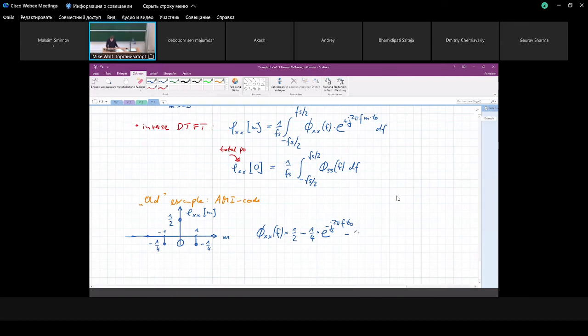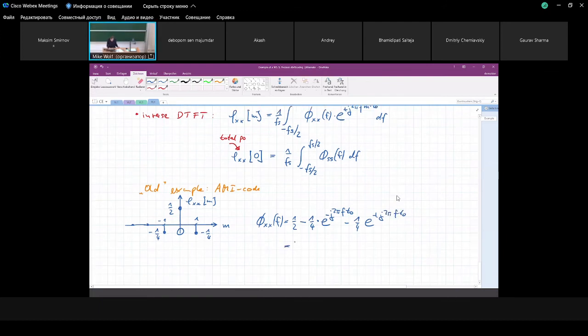And then it's 1/4. Now we take a look at this, and this is times e to the plus j. Now we can put this together. You have two complex conjugate numbers, you can make a cosine. So this means 2 times this weighting, which gives 1/2.